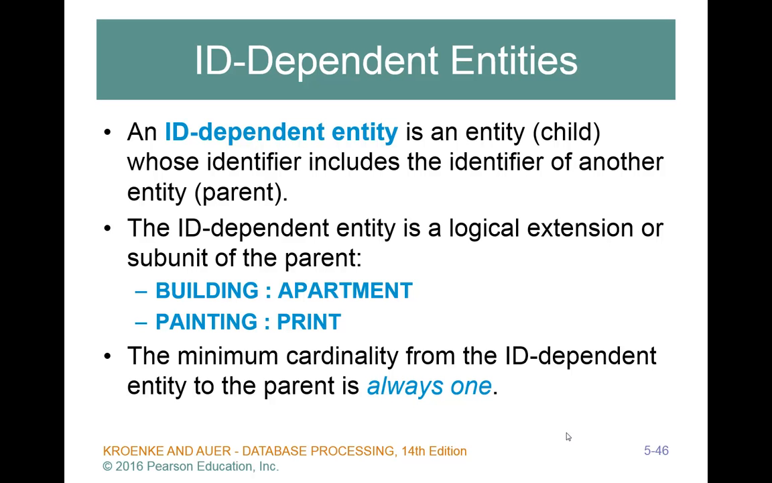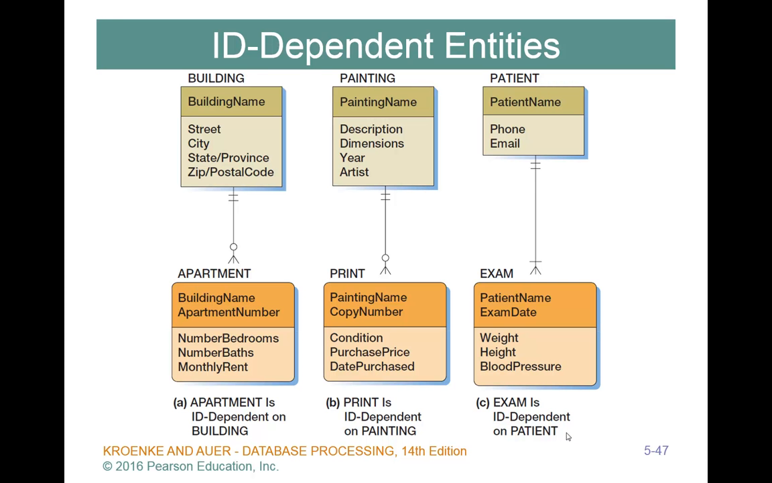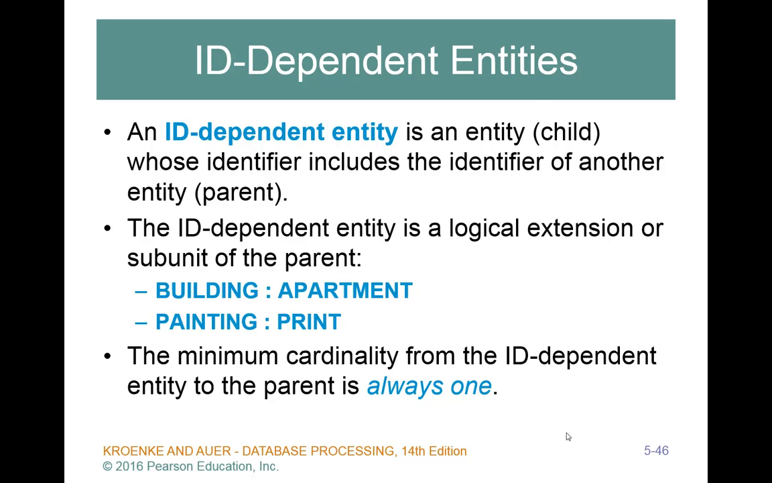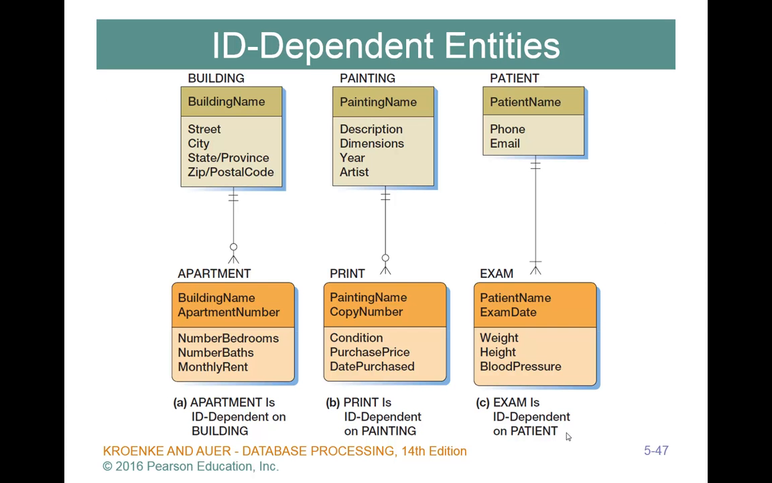If we do have an ID dependent entity to the parent, it's always going to be one. Okay, so in our example here, our minimum cardinality from the ID dependent entity to the parent, so from apartment to building, or from print to painting, or from exam to patient, is always going to be one, meaning mandatory. It's going to be associated with at least one entity instance of that parent entity.